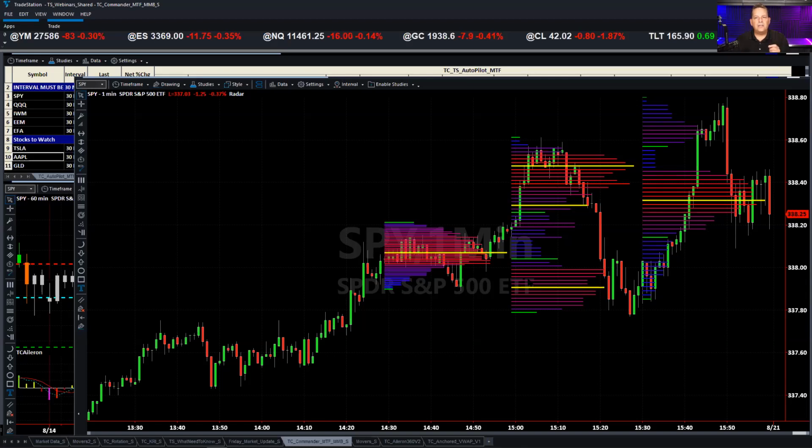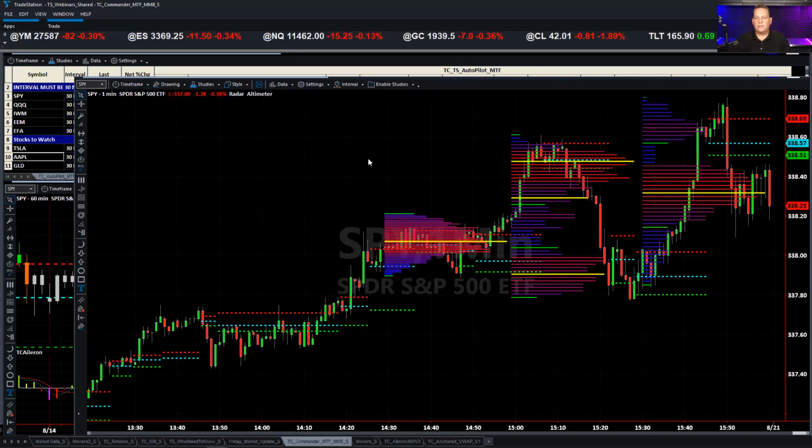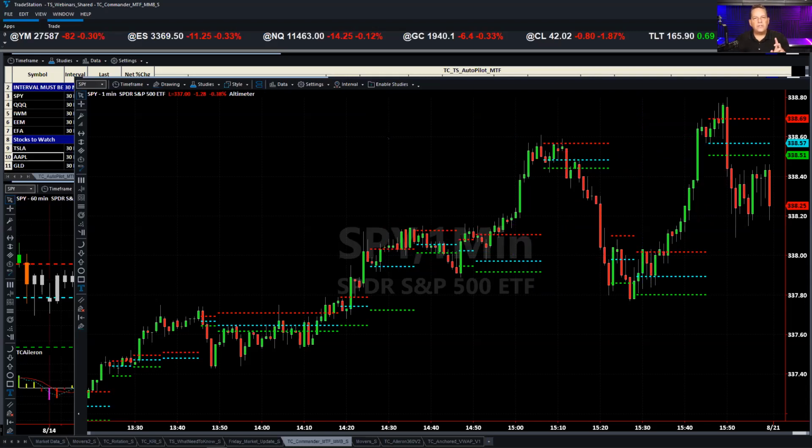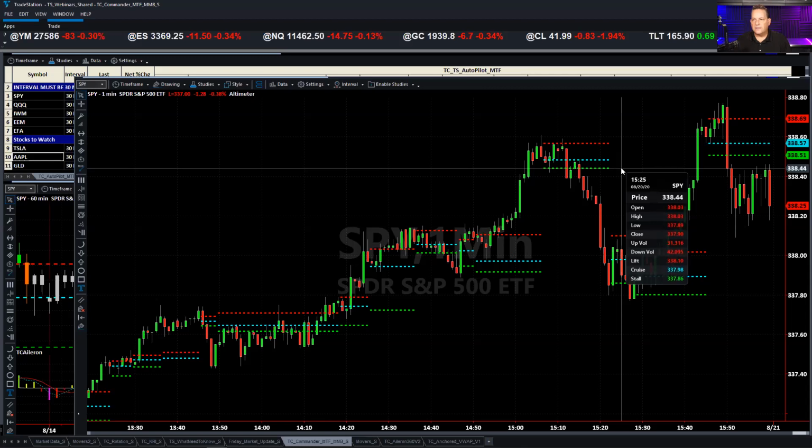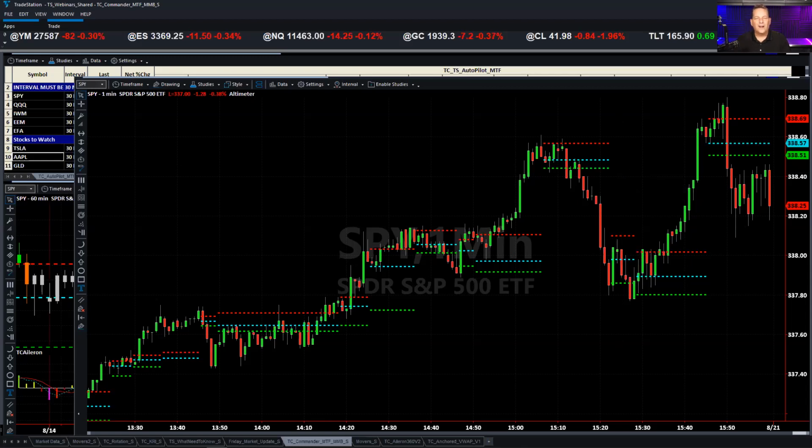The problem is when we start adding in, for example, the altimeter, and let's take off the radar for a second. Now, all of a sudden, our ranges are that much tighter. So now the total range on this here is from 338.57 to 338.44. That's 13 cents. That can happen in an instant. You're trading a 1 minute chart.